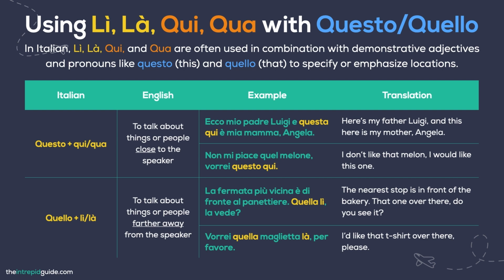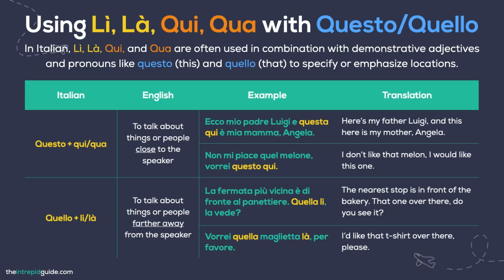For example, Ecco mio padre Luigi. E questa qui è mia mamma, Angela. Here's my father, Luigi, and this is my mother, Angela. Non mi piace quel melone. Vorrei questo qui. I don't like that melon. I would like this one.